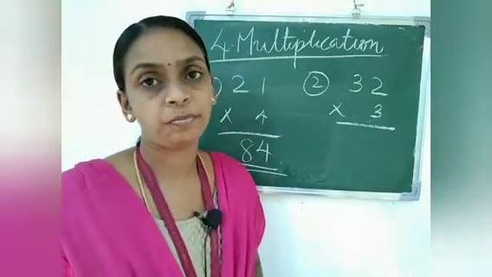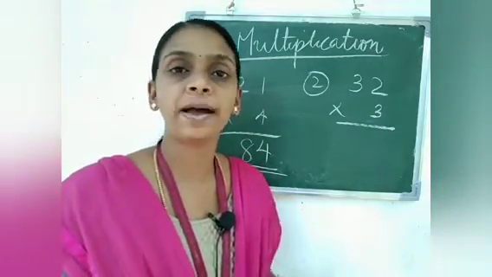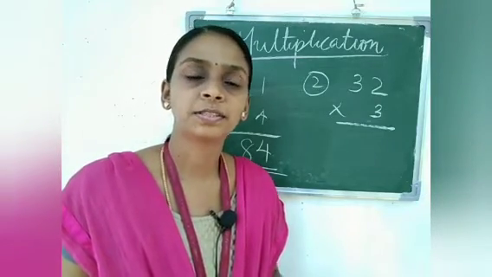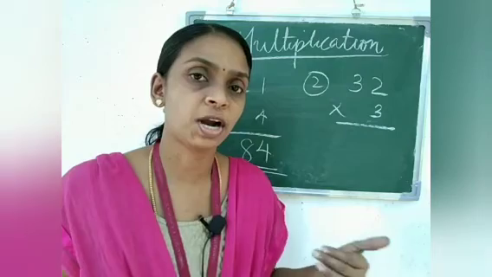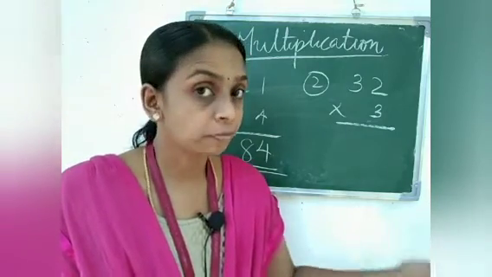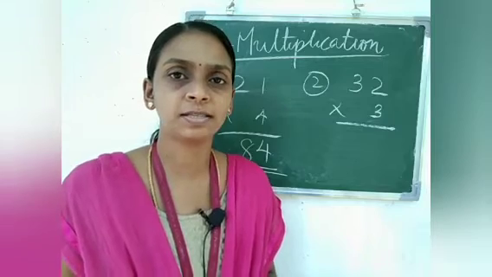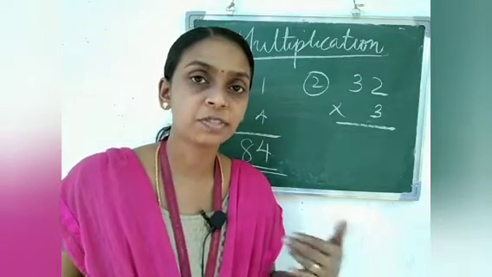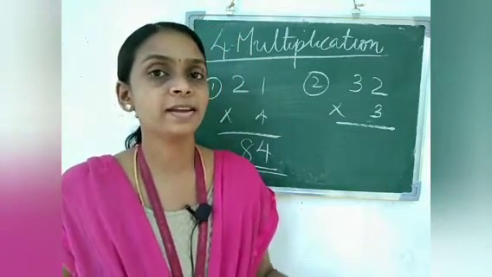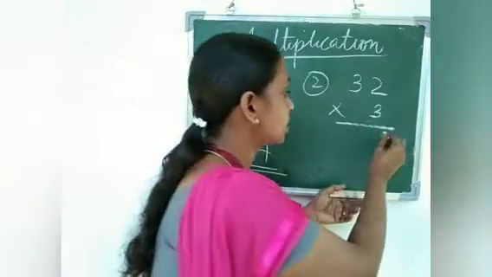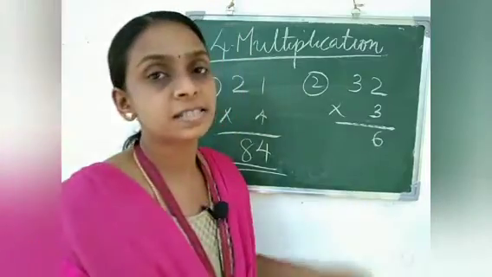So next we will do the next problem. 32 into 3. We have to multiply 32 by 3. So where will we start the multiplication from? Tell me all of you. From the ones place. Here which are the numbers in the ones place? 2 and 3. So 2 into 3. 2 3s are 6.